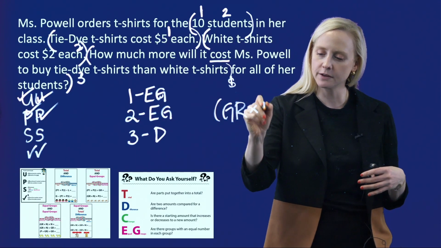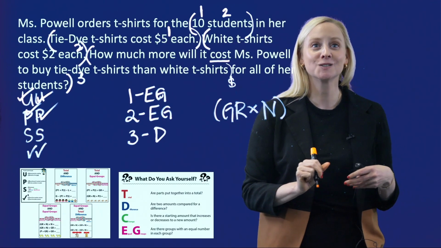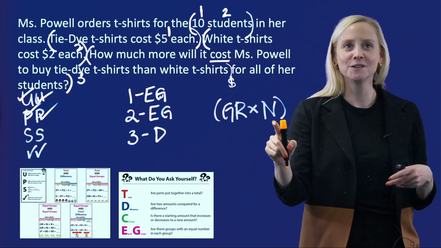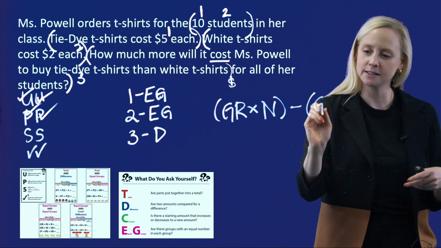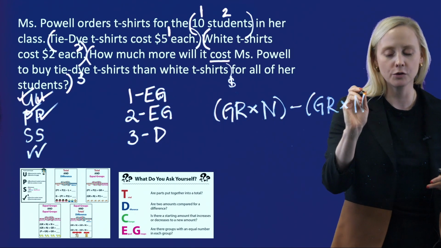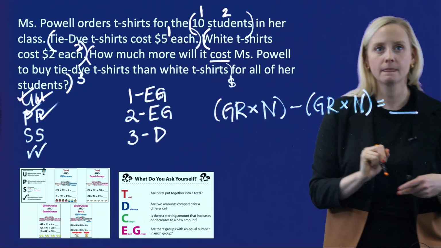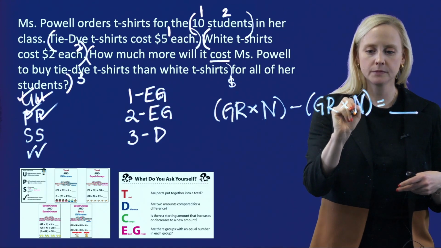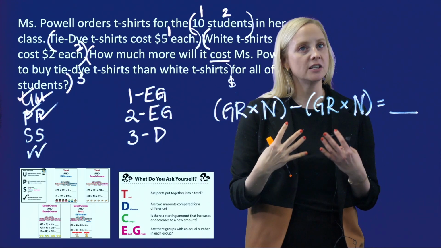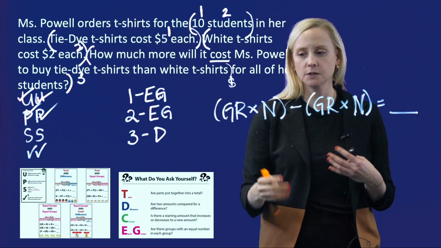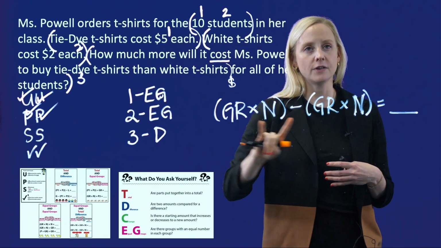So here, I know I have equal groups, difference, which means I'm going to be using my second equation. So I'm going to do open parentheses, GR times N, squeaky little marker over here, close parentheses, minus open parentheses, GR times N, another equal groups, close parentheses is the same as blank. Now we teach students about the order of operations, and we teach them whatever is in parentheses is what comes first.